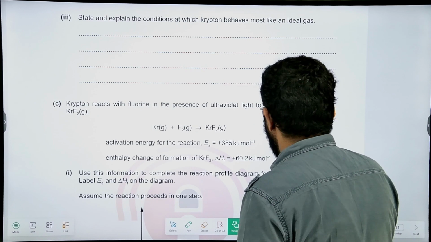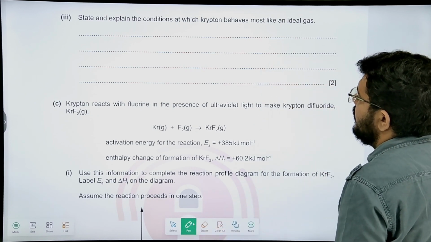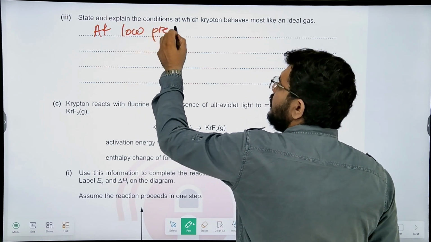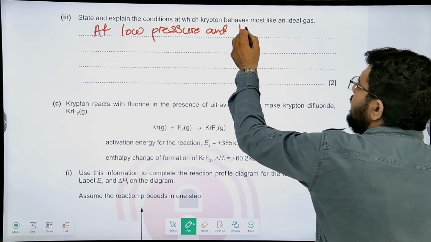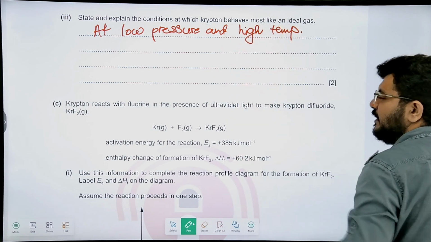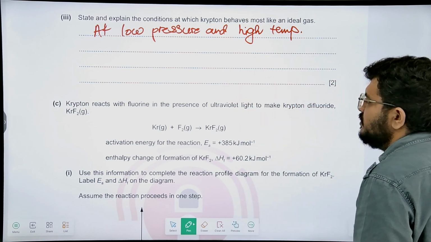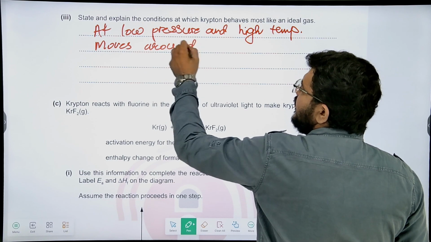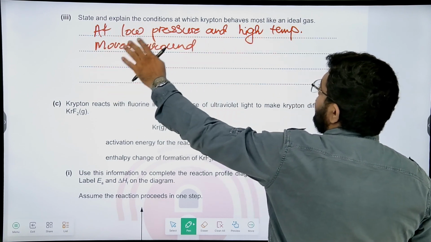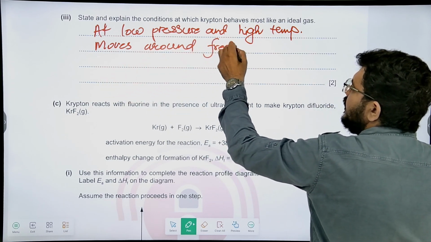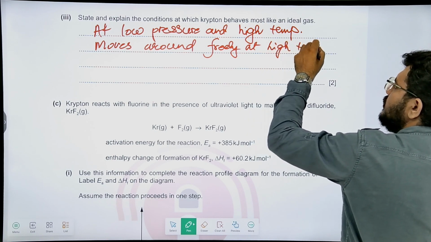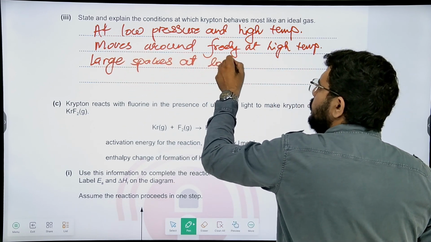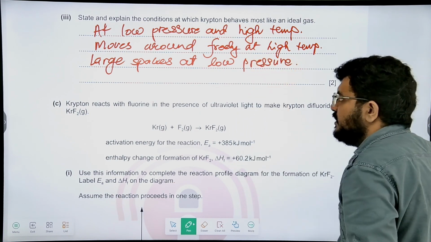Then let's see what do we have next. The next question is, state and explain the conditions at which krypton behaves most like an ideal gas: at low pressure, right, and high temperature, right? When it has high temperature, it has a lot of energy to move around. Low pressure means particles are far apart, right? They have given state and explain. So I've stated the conditions. Now I'll explain. Moves around freely at high temperature, large spaces at low pressure.